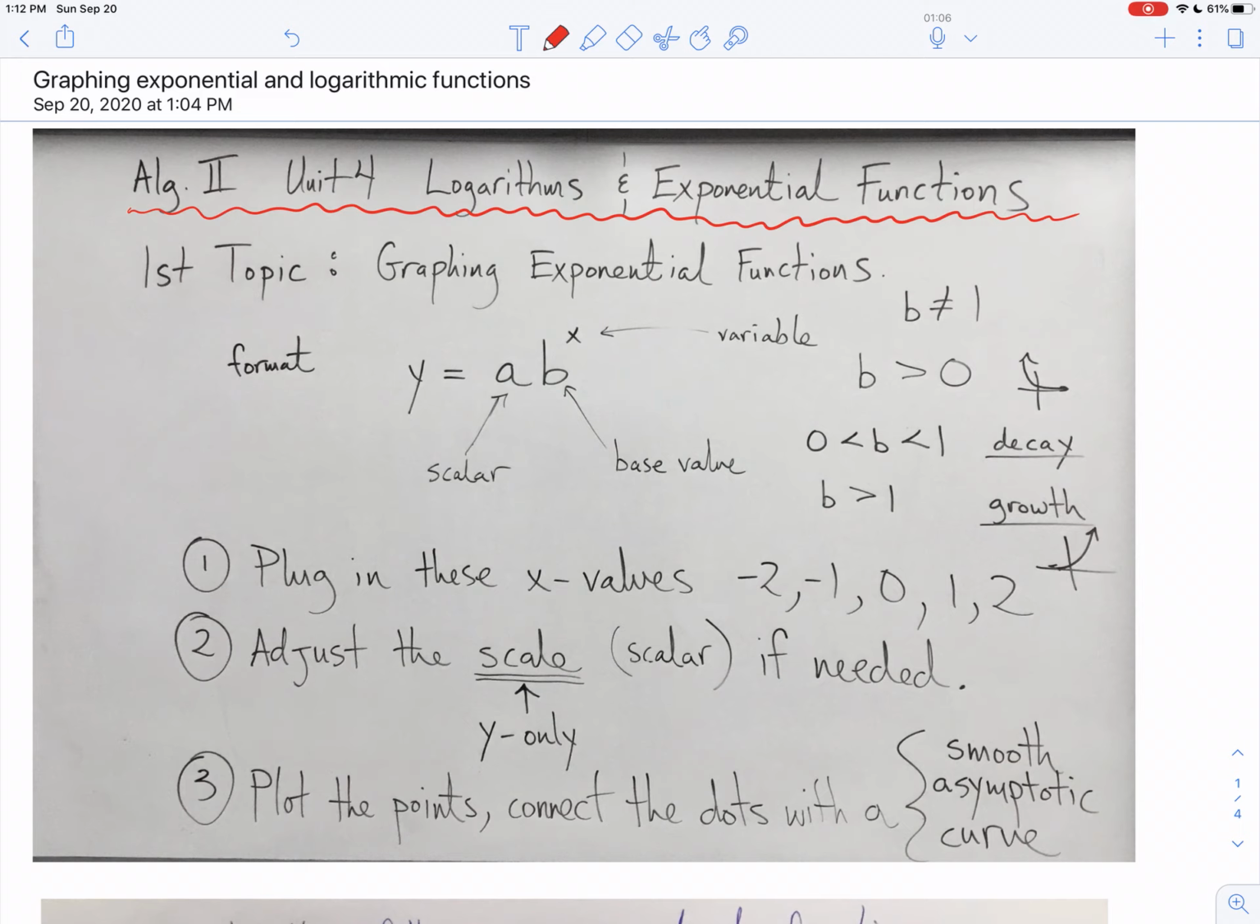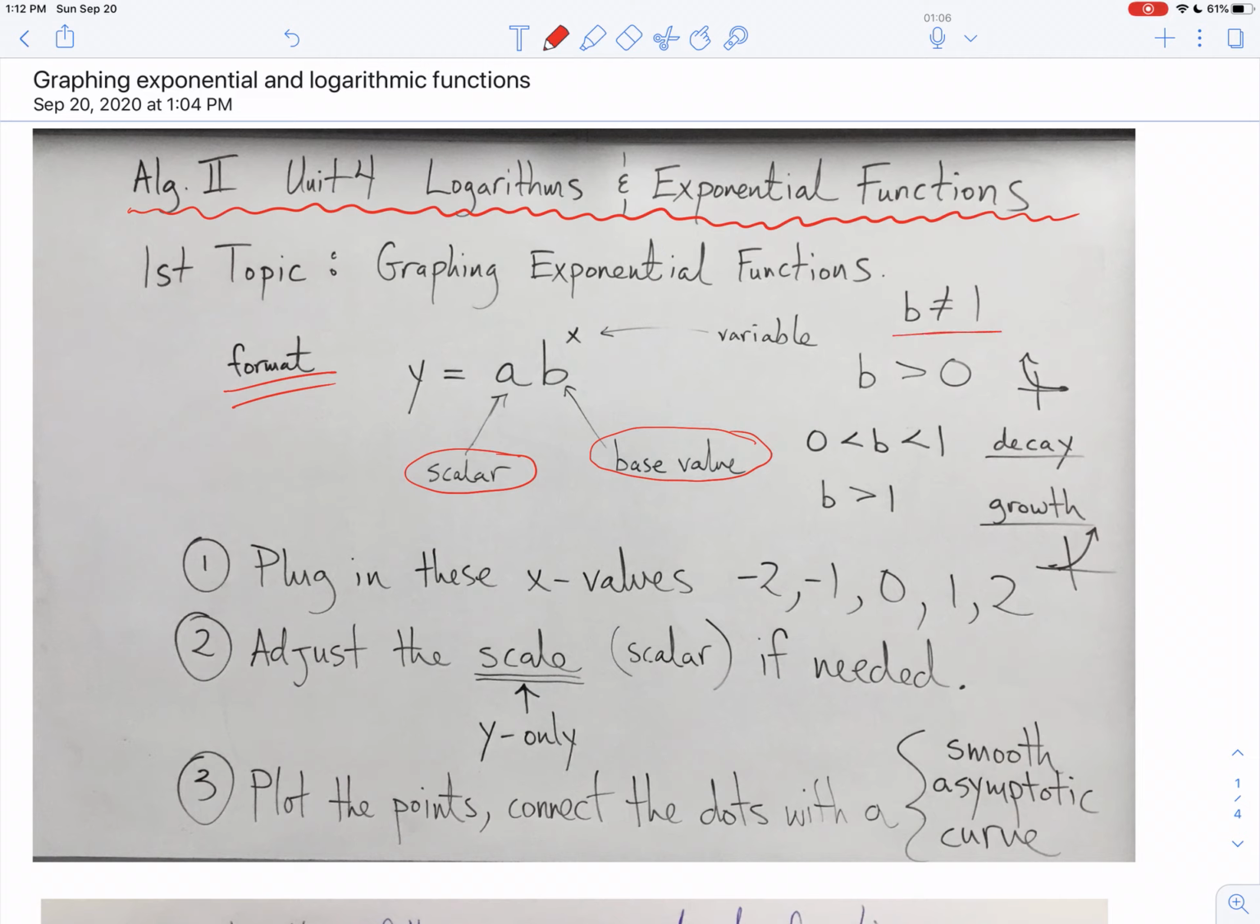So, graphing an exponential function. Well, what do they look like? What's the format for an exponential? It's y equals a, which is the scalar, times b, which is the base, to the power of x, which is the variable. Now, when it comes to graphing an exponential, the base value is never equal to 1. So this stuff over here on the side, I wanted to include all at one time.